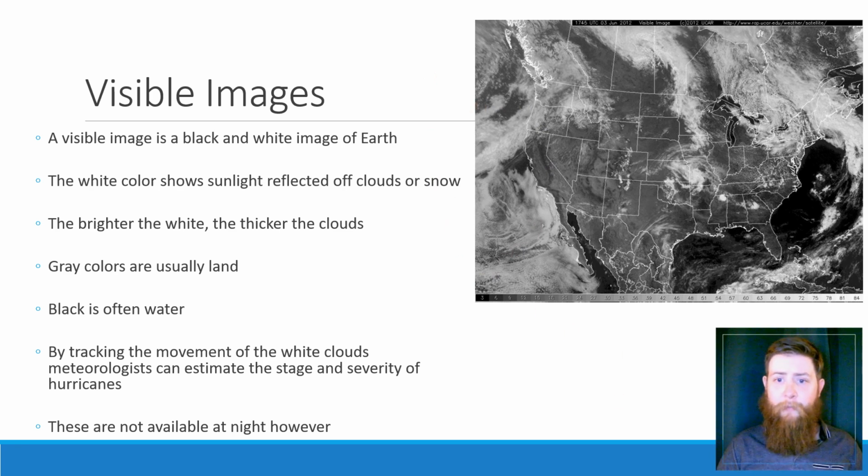By tracking the movement of these white patches, we can see how big storms are getting. We can see how thick the clouds are. And with those, we can kind of associate rain and hurricanes and tornadoes. The only problem with visible images is because they're based off of sunlight reflection, we can't get them at night. So they're only available during the day. So they are a little limited that way.